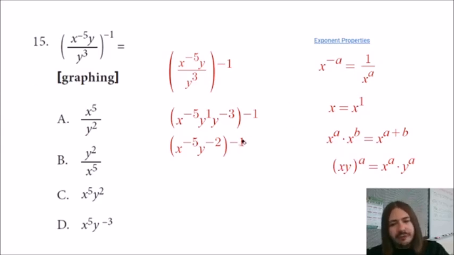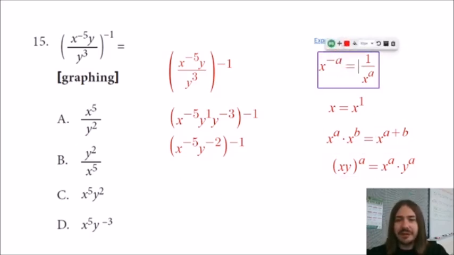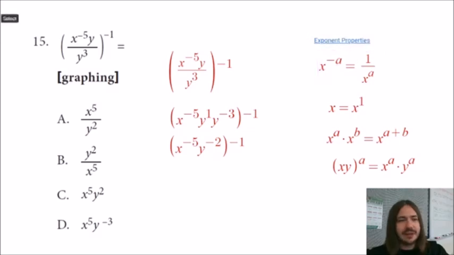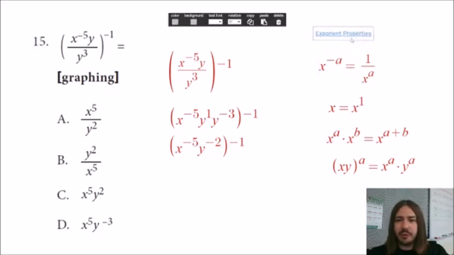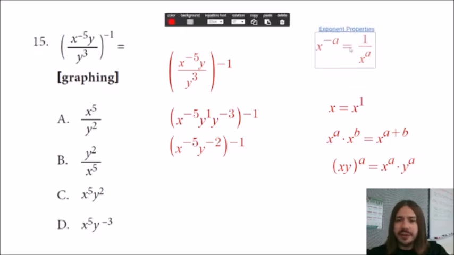Now, if I want to raise each of these to the negative first power, which is what I want to do here, I basically want to distribute this negative 1 to both of these. I actually need to know another property, and I know this is getting kind of ridiculous with the number of properties I'm listing here, but that's just the way it is. I'd rather give you more information than not enough.